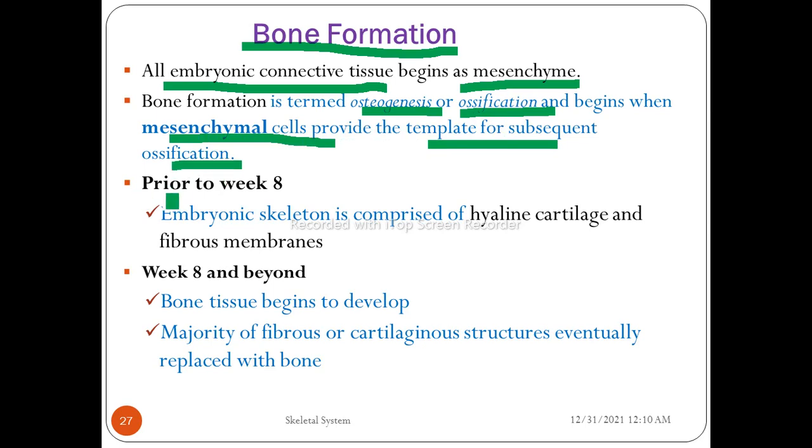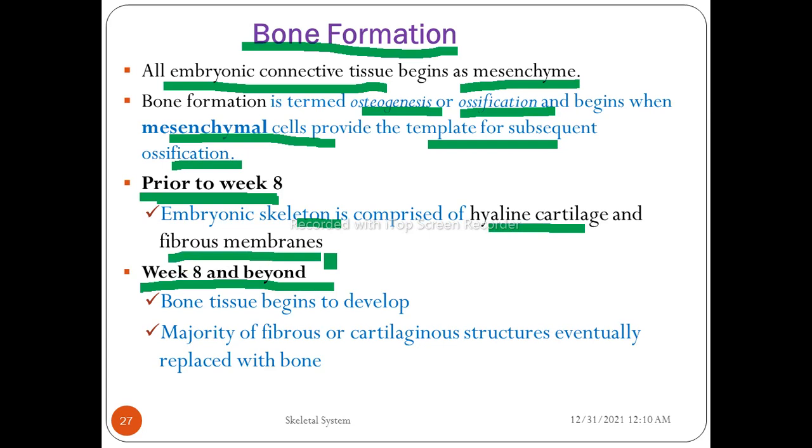Prior to week 8, when we are an embryo, and then week 8 and beyond. Before week 8, the embryonic skeleton is comprised of hyaline cartilage and fibrous membrane. Then after 8 weeks, the bone tissue begins to develop. The majority of fibrous and cartilaginous structure is eventually replaced with bone after week 8.